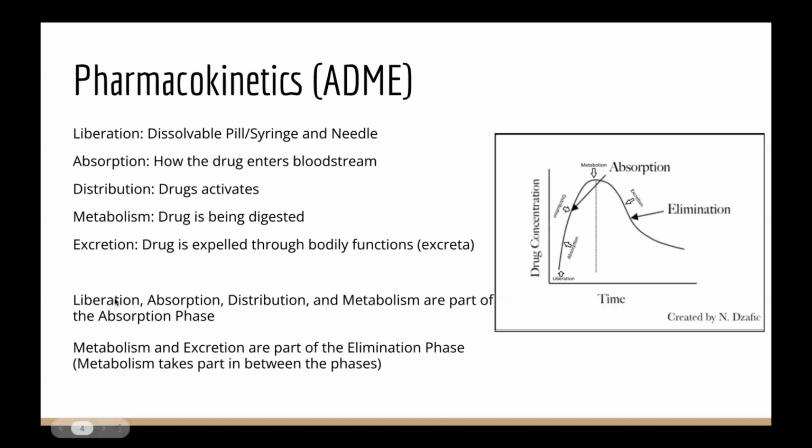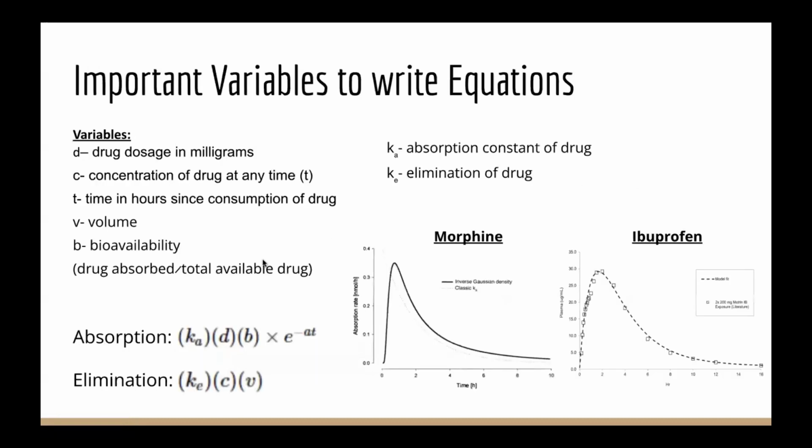Liberation, absorption, distribution, and metabolism are all part of the absorption phase, while metabolism and excretion are all part of the elimination phase. And it is important to note that these two will separate into 2 different equations. One would be an absorption equation, and the other one would be an elimination equation. Next up, we have important variables in order to write these equations. To start off, let's begin with defining the variables and their significance.